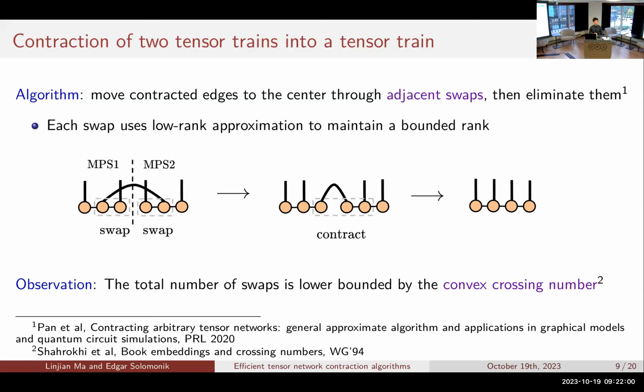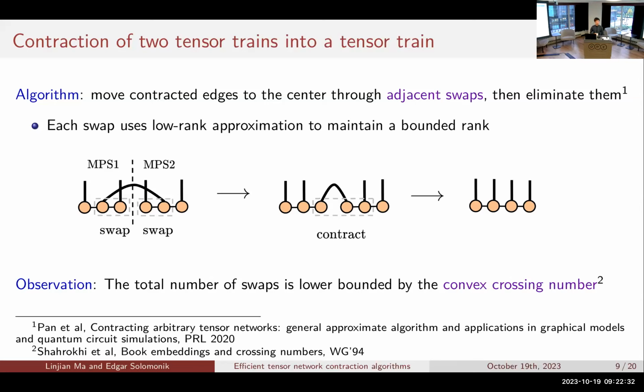And in the middle figure, I visualize this process. Here we have 2 tensor trains, or 2 MPS, MPS1 and MPS2, and they share one contracted dimension. So to contract these 2 tensor trains, we first use 2 adjacent swaps of dimensions to generate the middle diagram, where the tensors adjacent to the contracted dimension are adjacent to each other. And then we perform a contraction to eliminate the contracted edge.